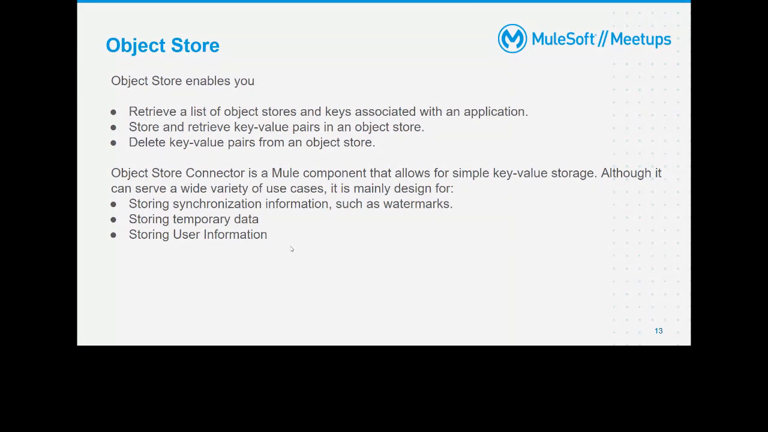So such kind of data can be stored in the object store. It can serve as a temporary store, like temporary storage. Sometimes you want to maintain some key-value pairs, and those can be kept in the object store. It can also be used to store your access tokens, authorization header tokens, and even your user information, basically.